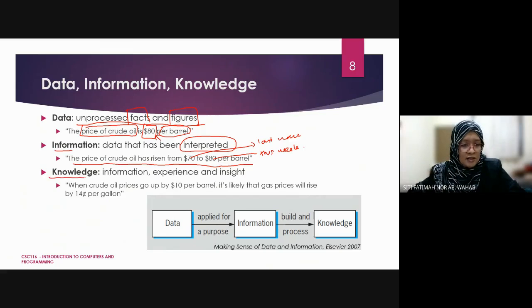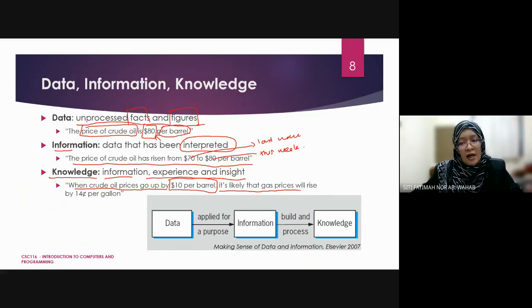And then what is knowledge? Knowledge is the information, not the data, combined with your experience and also your insight. So when combined with your experience and insight, you can see that when crude oil prices go up by $10 per barrel, it is likely that gas prices will also rise by 14 cents per gallon. Knowledge can only be generated with the experience and insight of that person. So data applied for a purpose becomes information, and when it is built up and processed, it will become knowledge, interpreted by making sense of data and information, Elsevier 2007.